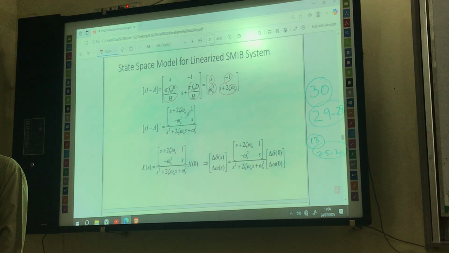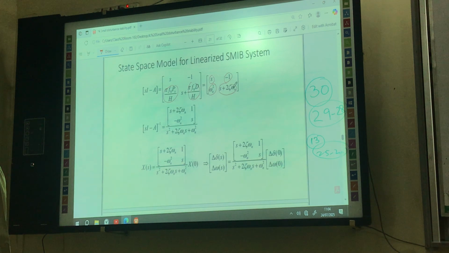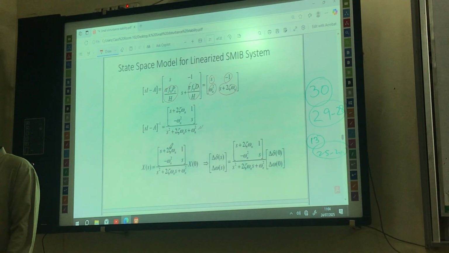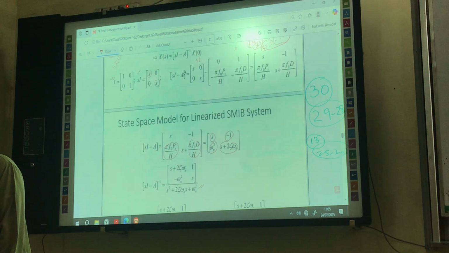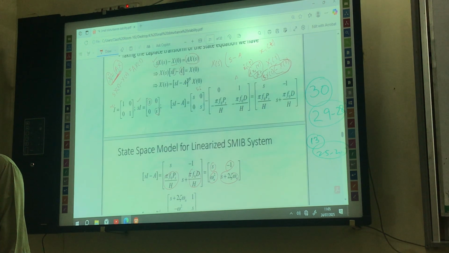And obviously you have to divide this by the determinant of this matrix, right? What is the determinant? If you multiply these two, it will be s square plus 2 zeta omega n s, and for this minus plus, so plus omega n square. Okay, so this is the determinant. So now what will be the x of s? Look, x of s is the inverse matrix of si minus a multiplied by the initial condition.